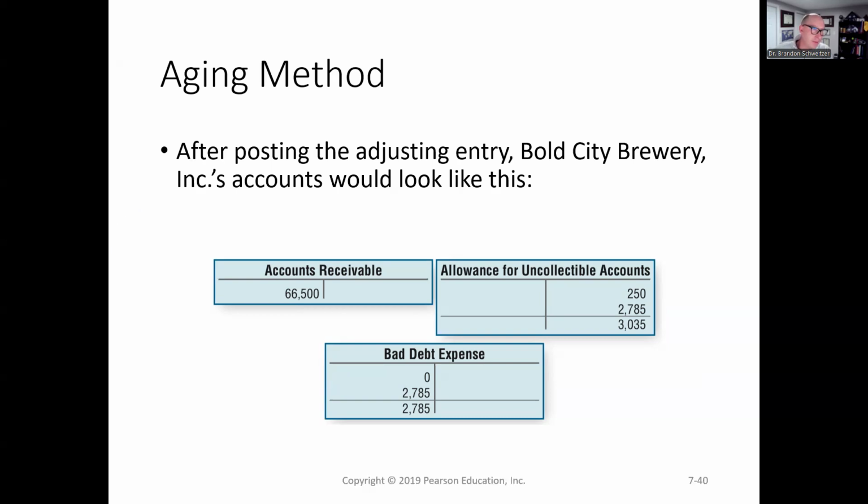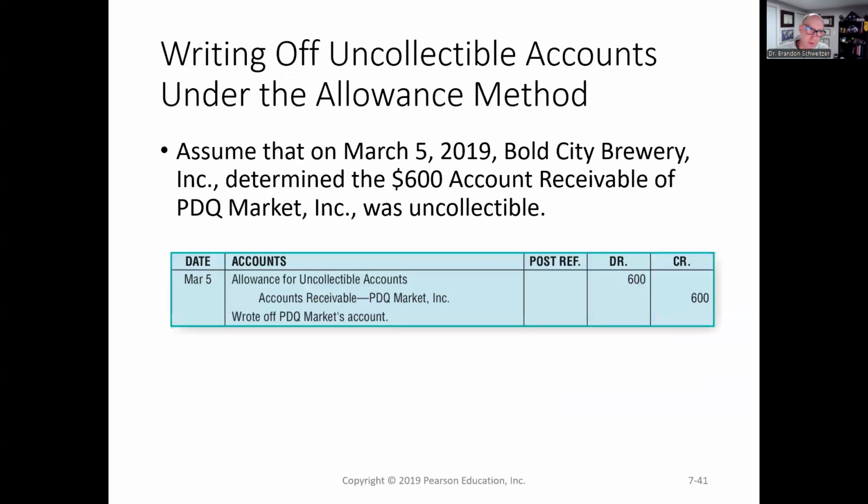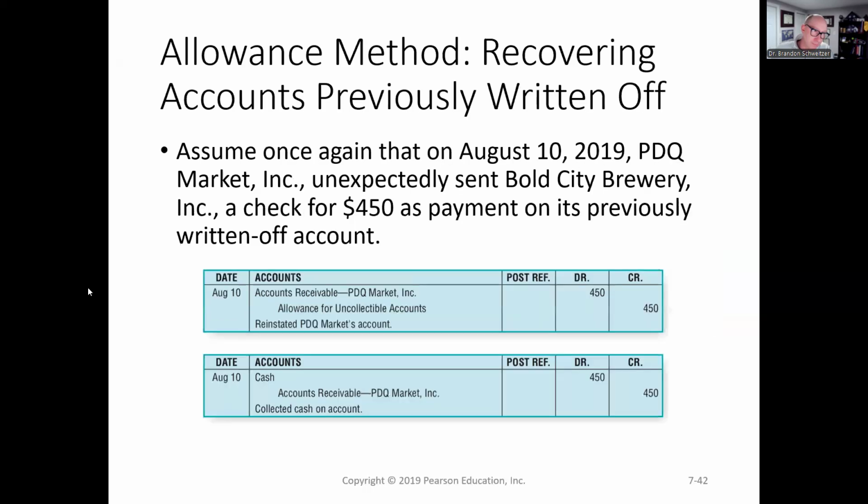So regardless of the method, we need to make sure that we account for this. Now, let's say, for example, that we had a customer that comes back and they pay. Well, then we will need to reduce the allowance for doubtful accounts by that amount and reduce the account receivable by that amount. And then as they pay us, we go through that process to adjust downward. So if they don't pay us or they unexpectedly pay us, then we make the adjustments.